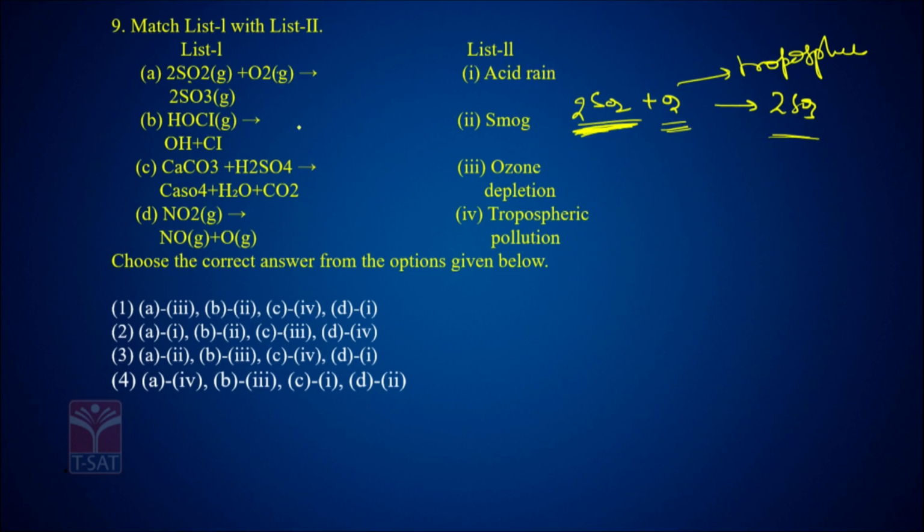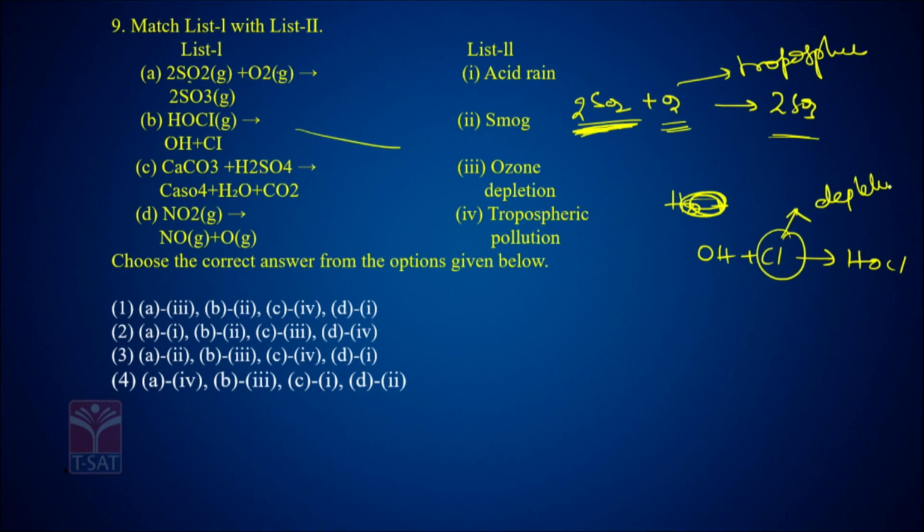And the second one, HOCl gas, that is OH plus Cl converts into HOCl. So, this chlorine gas is actually used for the depletion of the ozone layer. So, it is depletion of ozone layer. Next, CaCO3 plus H2SO4 gives CaSO4 plus H2O and CO2. This reaction is nothing but acid rain. Calcium carbonate reacts with sulfuric acid and gives H2O and CO2, acid rain.